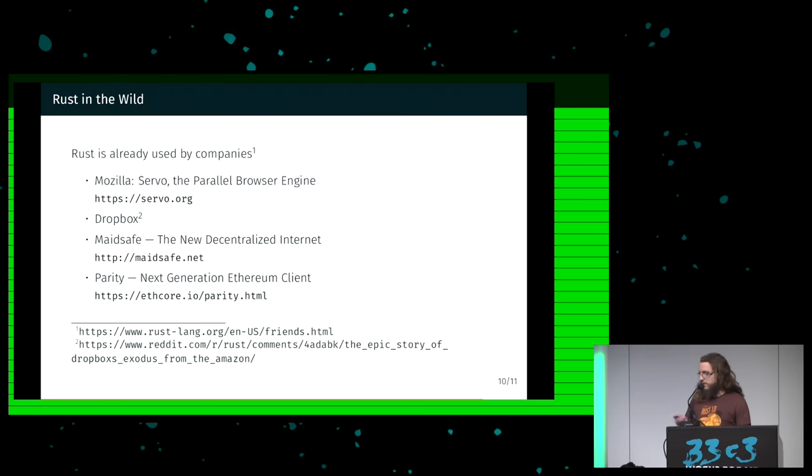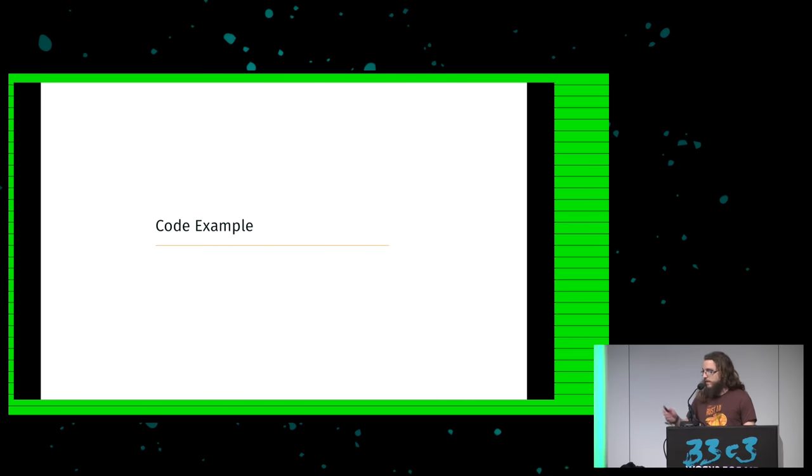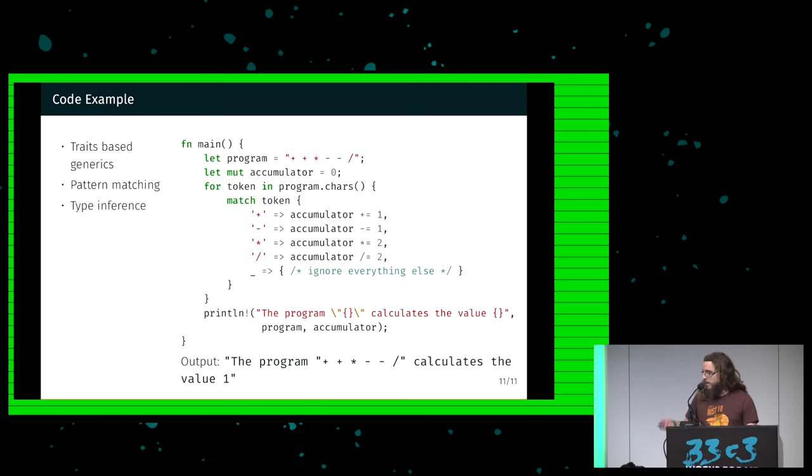Rust is used in the wild by Mozilla. Mozilla is backing the language and uses it for Servo, their next-generation parallel browser. Dropbox is also using it. There's an interesting blog post on how they use it. MaidSafe uses it, and Parity is an Ethereum client written in Rust. So it's already used. If we have time, yeah, we have some more time.